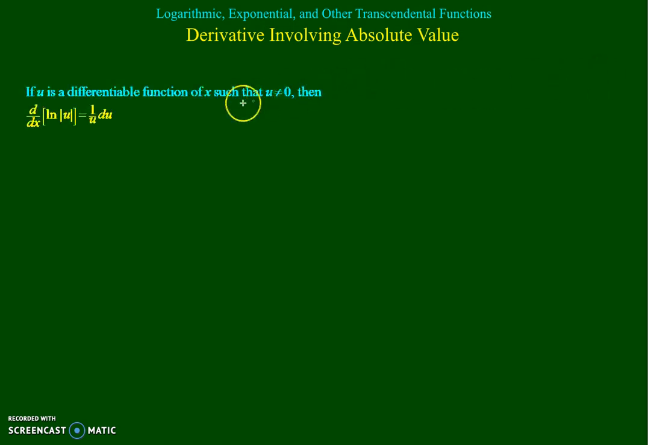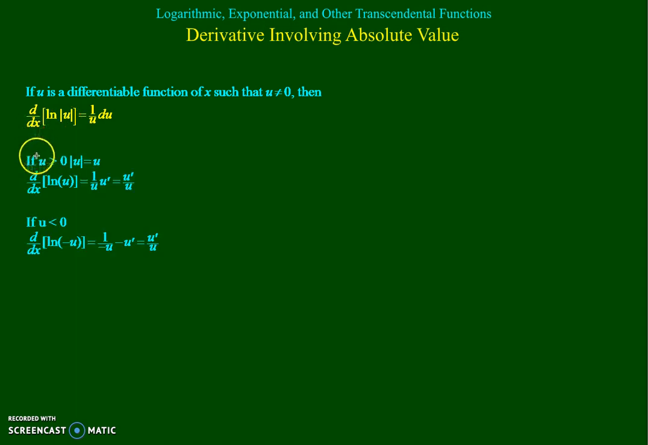If we assume that u is a differentiable function of x and that u doesn't equal 0, then we have a very familiar looking derivative. The derivative of the natural log of the absolute value of u is 1 over u du. And that's exactly the same as when we looked at derivatives of any natural log function. So the absolute value doesn't do anything to the overall function. Let's see why that is.